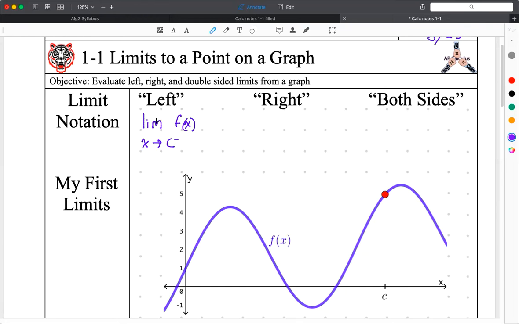I know that there's a lot of stuff to copy down, but I'm going to read that one more time. The limit notation for the left limit is the limit of f of x as x approaches c from the left.